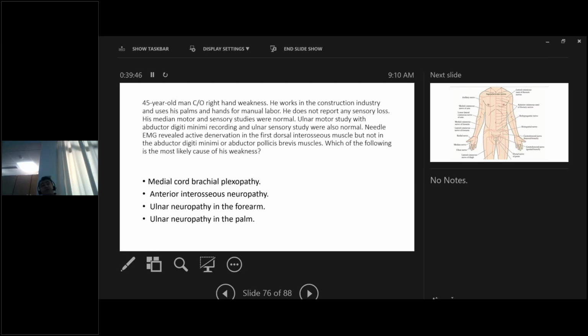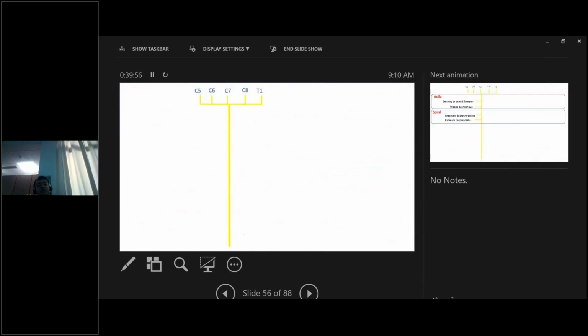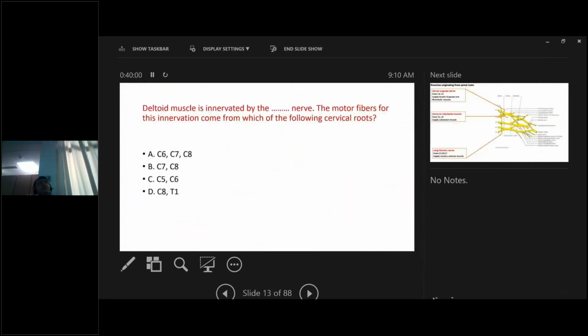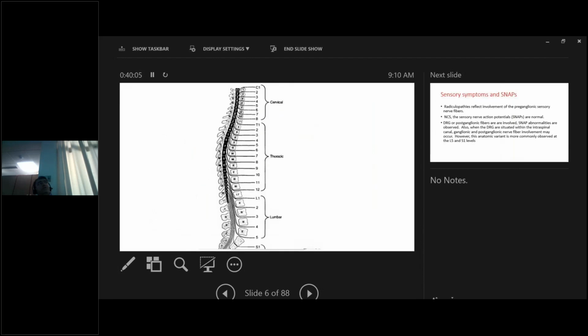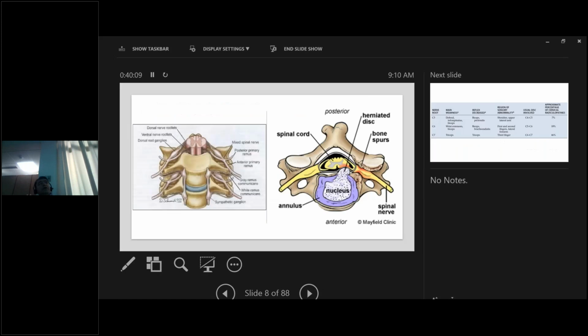Do you guys have any question? Doctor, slide number 4 of the sensory action potential, it's number 4 or 5? Okay. This is 2. This is 3. This is 4. This is 5. This one? Yeah, the SNAP is here.